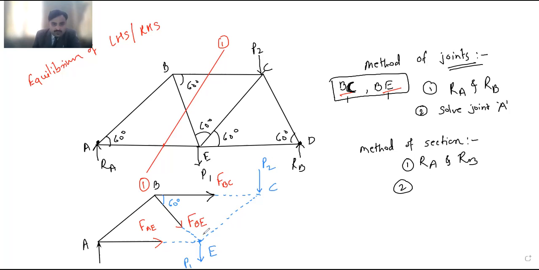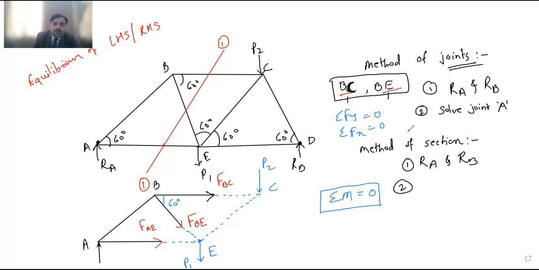Okay. So now see here, whatever I have shown in the black ink, it is the LHS. And whatever I have shown here in the blue ink, it is the RHS. Now here, one thing you can observe in the method of joints, in addition to summation Fx and Fy, I can use summation M equal to 0 also. Here, you can use the equation summation M is equal to 0. This equation also you can use. Okay, here you can use summation Fy equal to 0, summation Fx equal to 0 in method of joints.